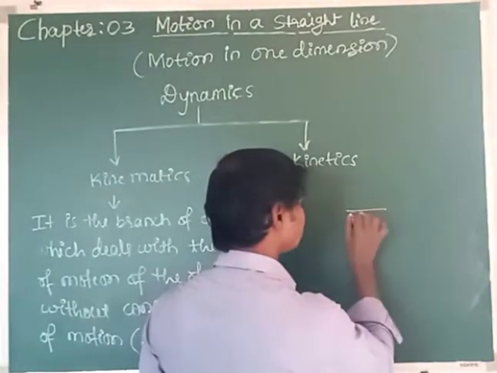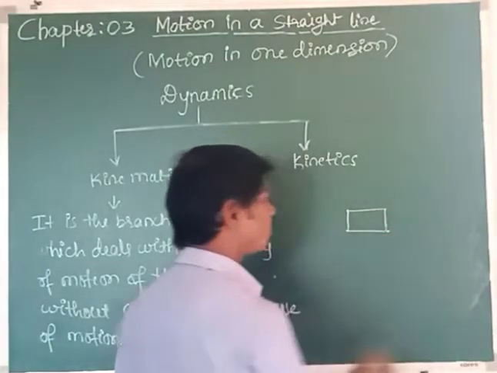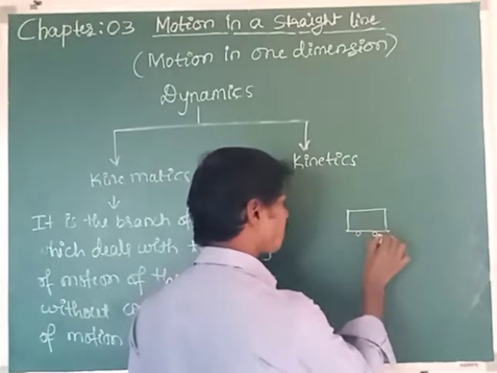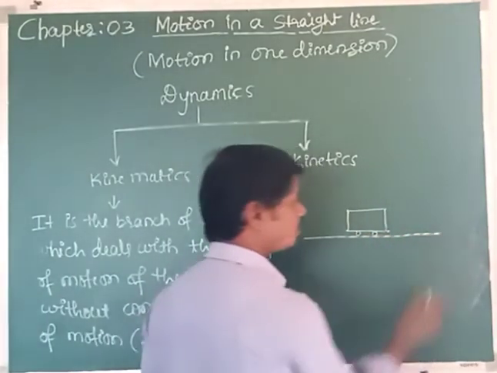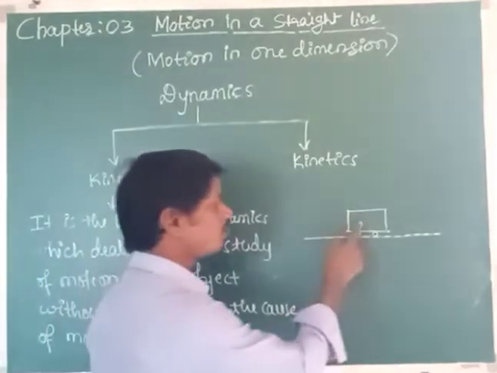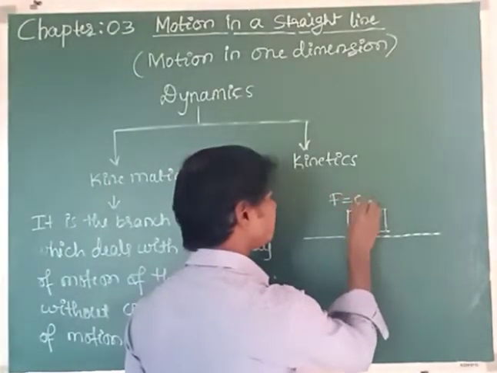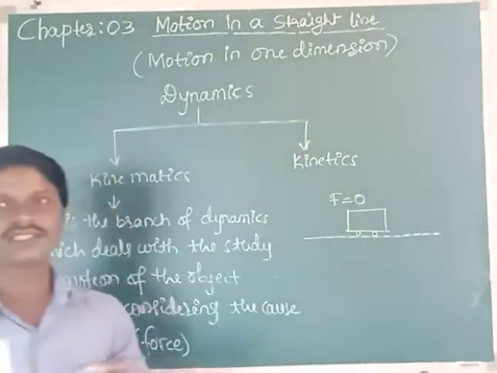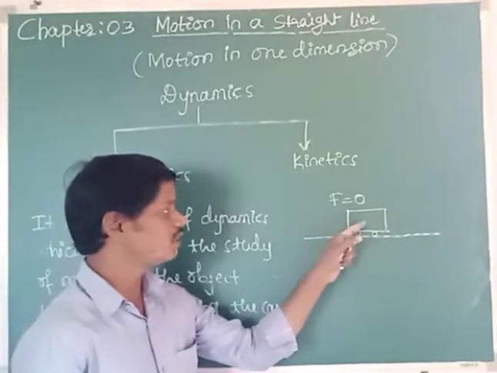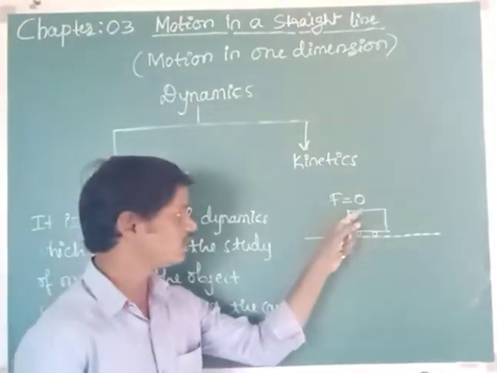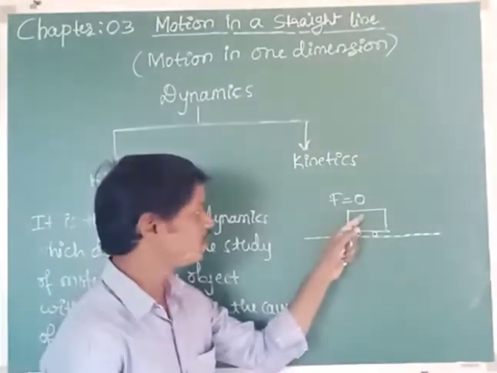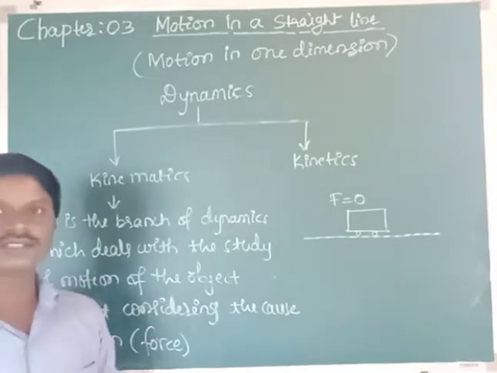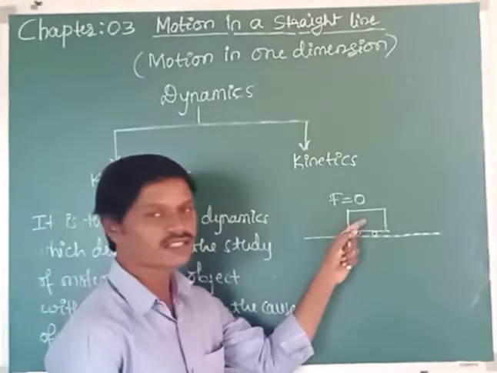So listen here, there is an object. This is an object. For example, I will take a vehicle. So let us take it is a car or any object. If the force applied on the object is 0, then the object is said to be at rest. So if the object is at rest, then the distance traveled by the object is 0, the speed of the object is 0, velocity of the object is 0, and also acceleration of the object is 0. Then this branch of mechanics is called statics.